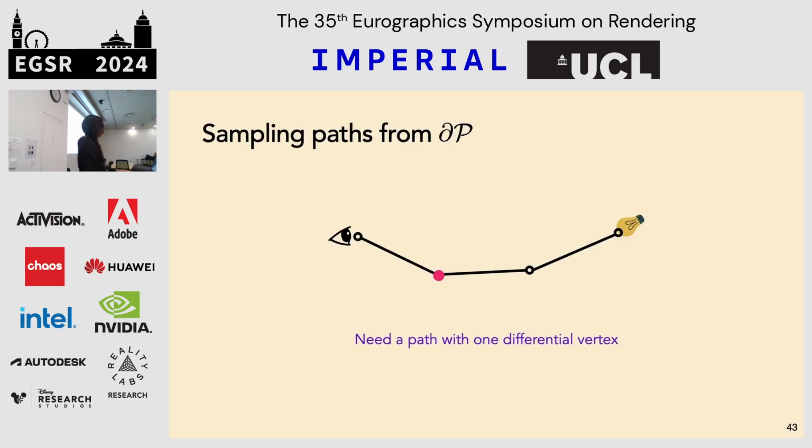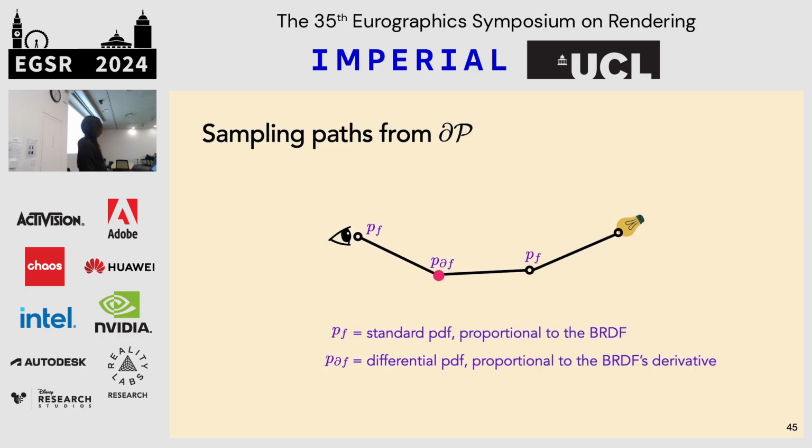We want to sample paths where only one of the vertices is the so-called differential vertex. And at this vertex, the next direction should be sampled using a differential probability density, whereas at the rest of the vertices, the next direction should be sampled using the standard probability density. And for surface rendering, the standard PDF should be proportional to the BRDF, whereas the differential PDF should be proportional to the derivative of the BRDF.